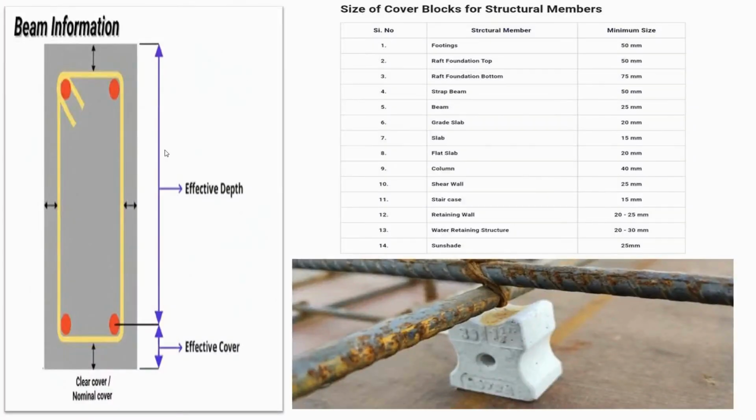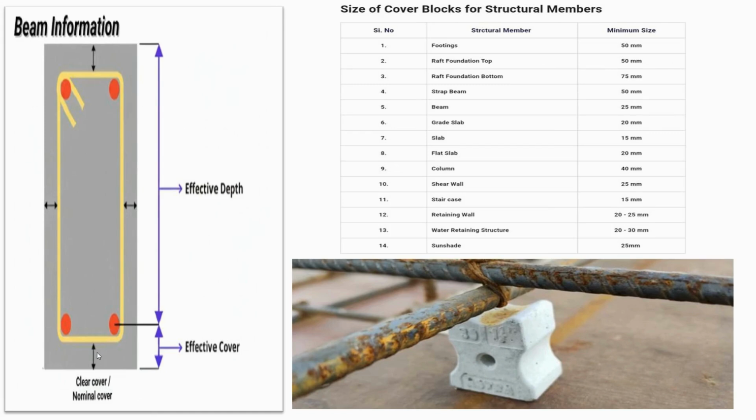Now, look at this diagram on your left side. This is a beam information. Now this is a horizontal structure member. The distance we're talking about is this clear cover here, or concrete cover. The distance from the edge of your concrete to your reinforcement bar is what we're calling clear cover. Now the distance from this edge or your outer surface of your concrete to the center of your reinforcement bar is what we call effective cover.